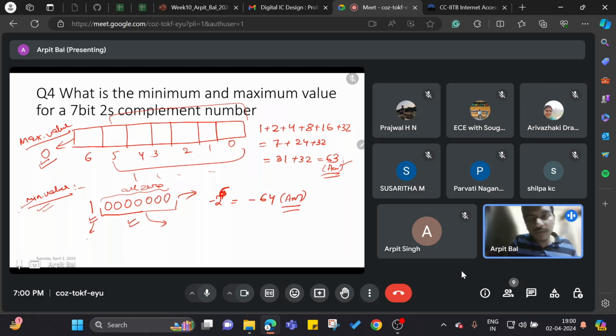Similarly, to get the minimum value, we need to first set it to negative. To set it to negative, put a 1 in the MSB, that is the 6th bit. All other bits should be 0 to obtain the minimum value. So we have minus 2 power 6, that is minus 64, as the minimum.